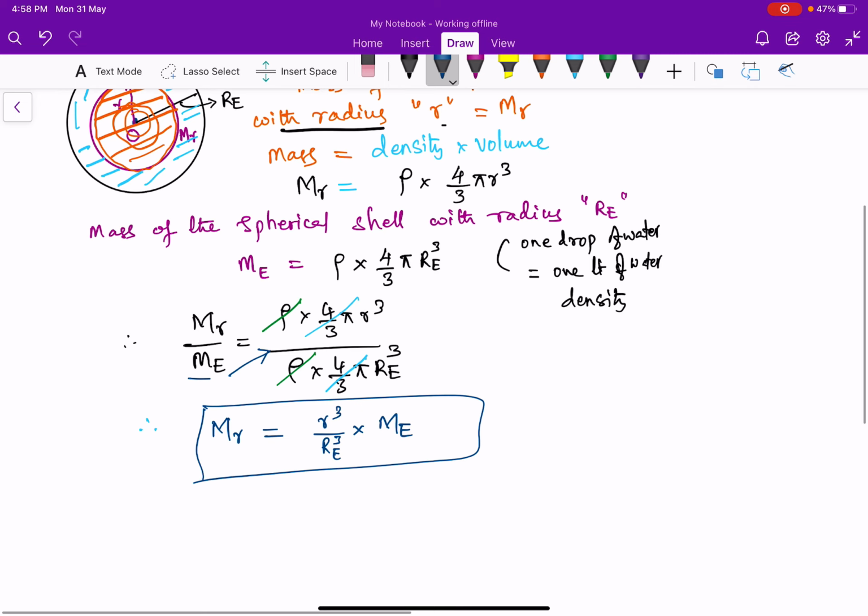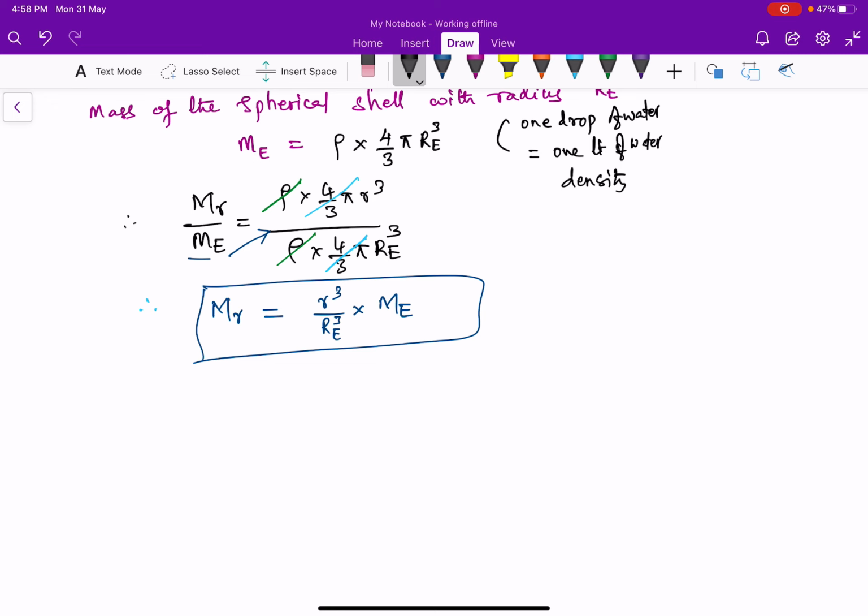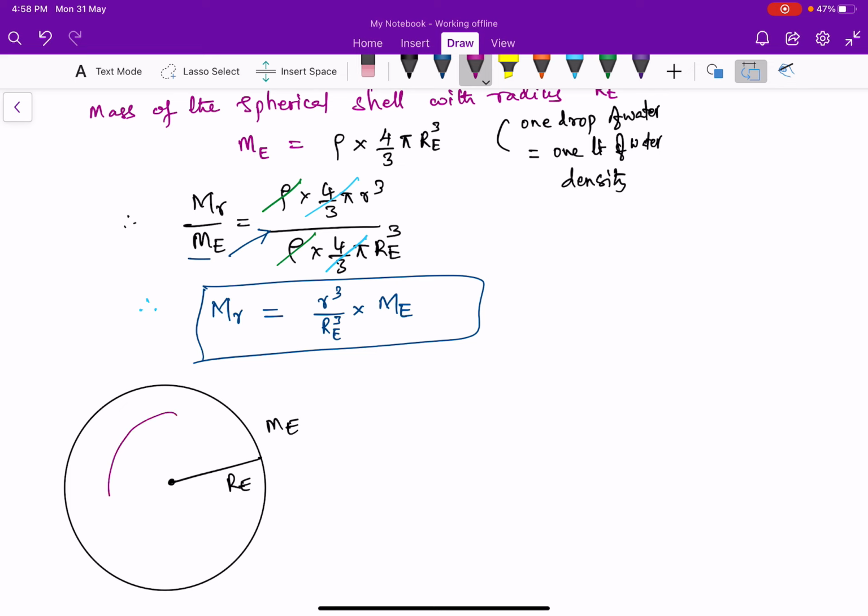Now see here, our picture is like this. I am drawing the shape again. This is the radius Re, and the mass of the total Earth is Me. This spherical shell with radius small r has mass Mr. And the point mass m is located at this distance. Now the force between them: the total mass of this spherical shell is supposed to be concentrated at the center of the circle.